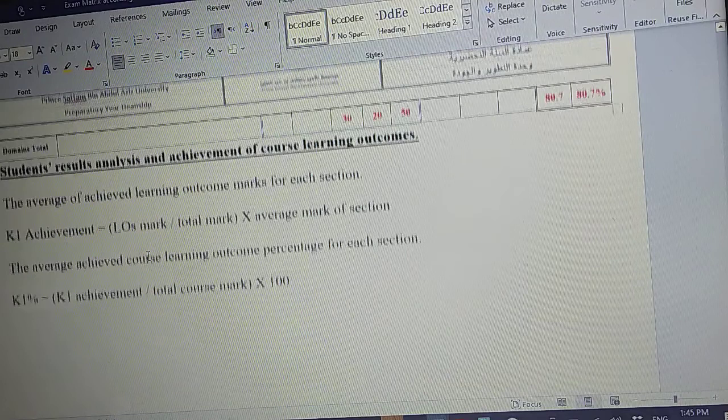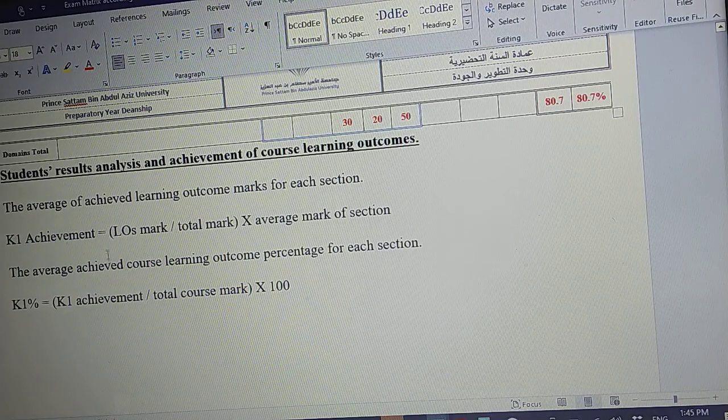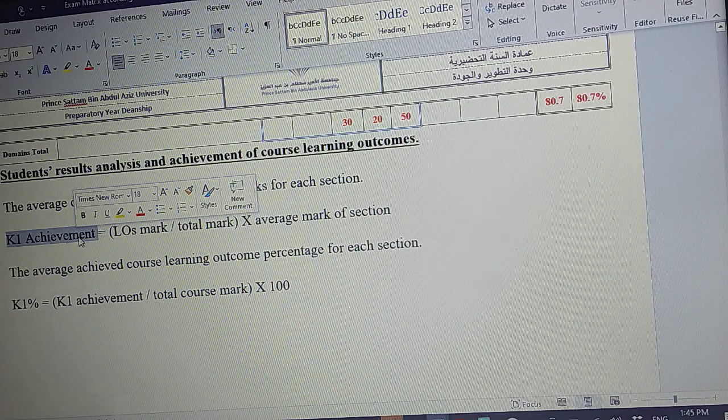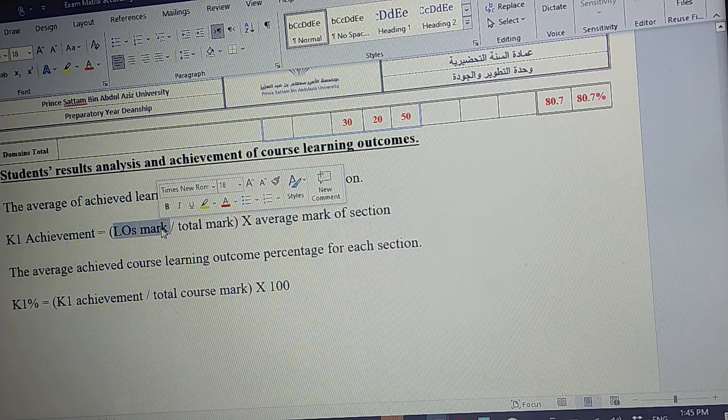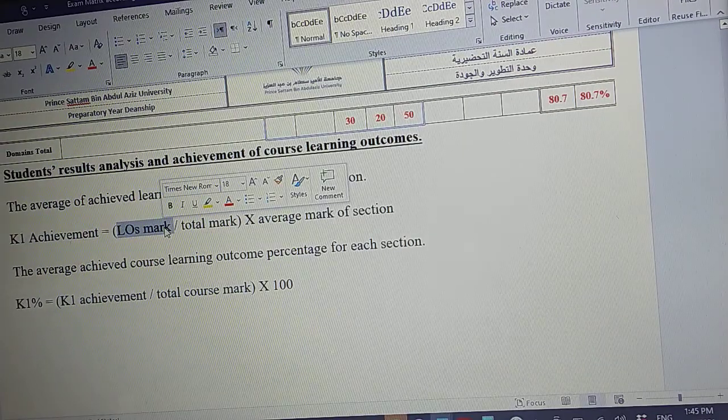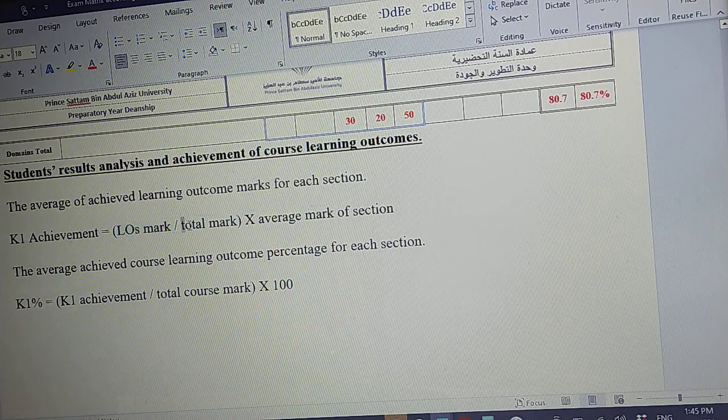Here I am going to calculate the K1 achievement, or the course learning outcome achievement, and it is a mark. It is equal to the learning outcome mark in a certain assessment method, divided by the total mark of this assessment method, times the average mark of the section. Okay, how am I going to get this average mark of the section?